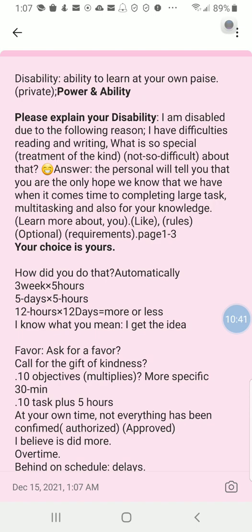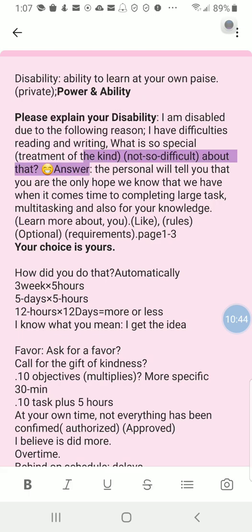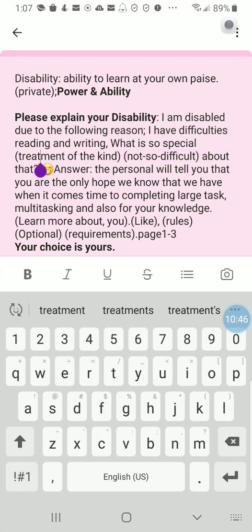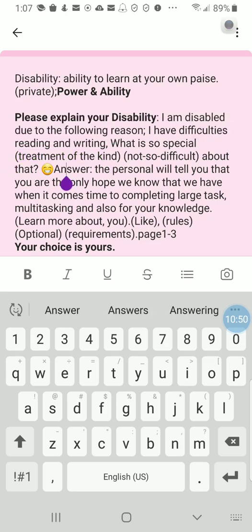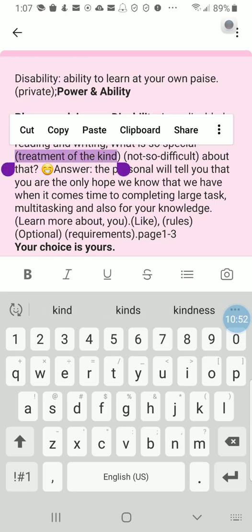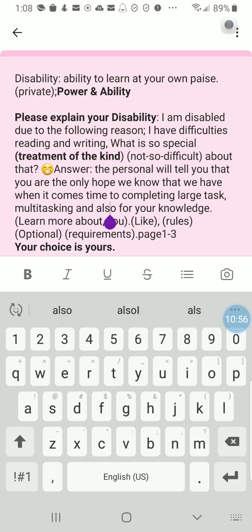But how are we necessarily going to think toward it? Talk about treatment, treatment of a kind, and everybody else might say that due to your disability, you're going to think about it as a treatment of a kind, to where it's not so difficult. Not so difficult right here. And so that's why it sure seems that way.